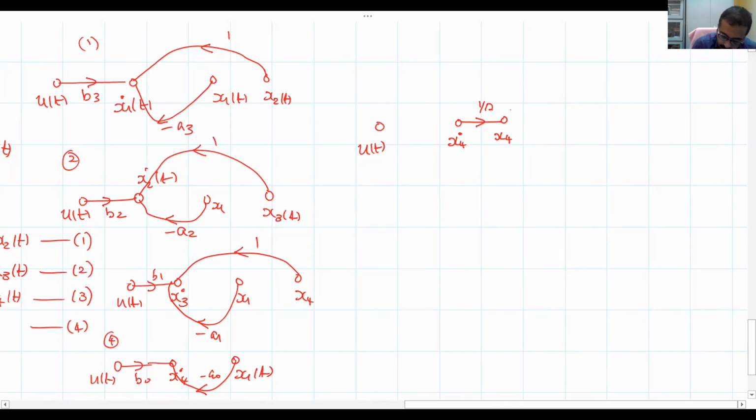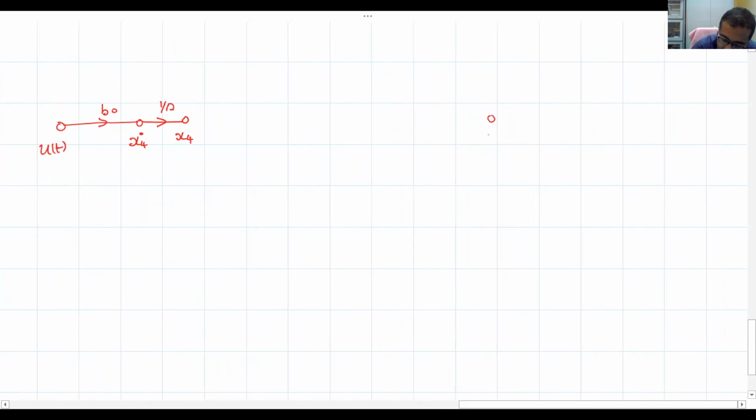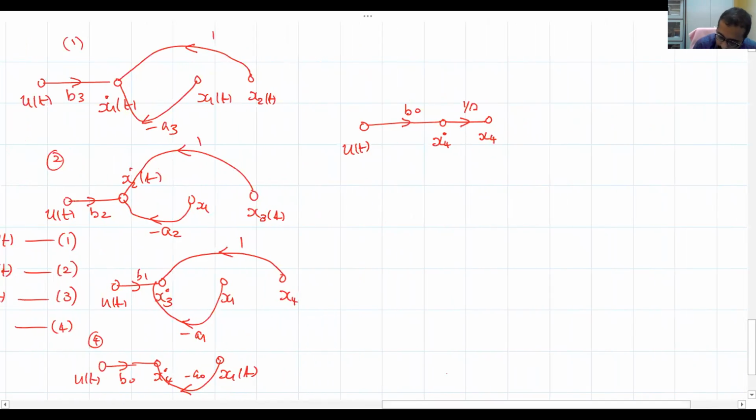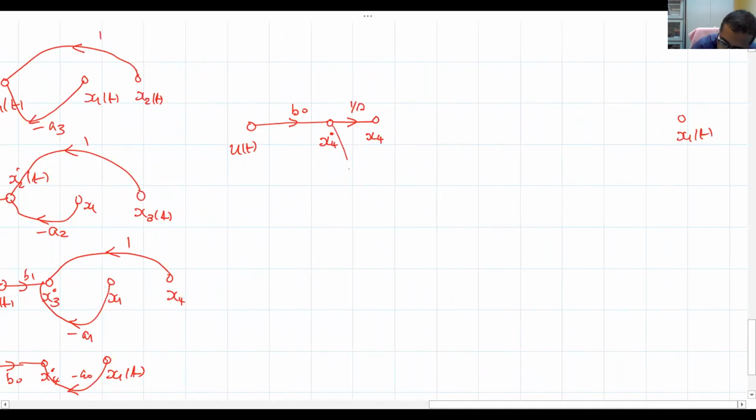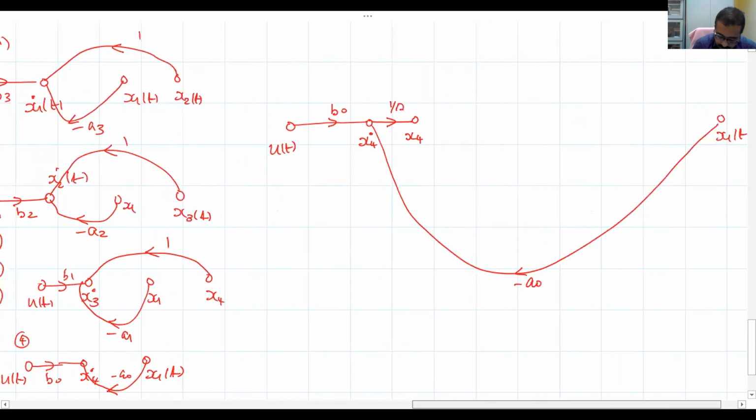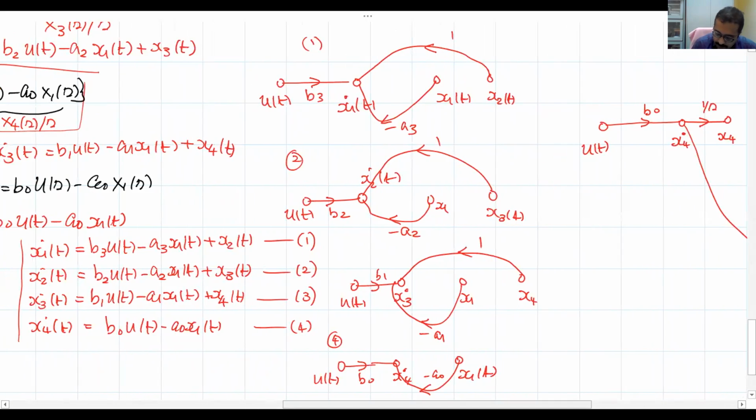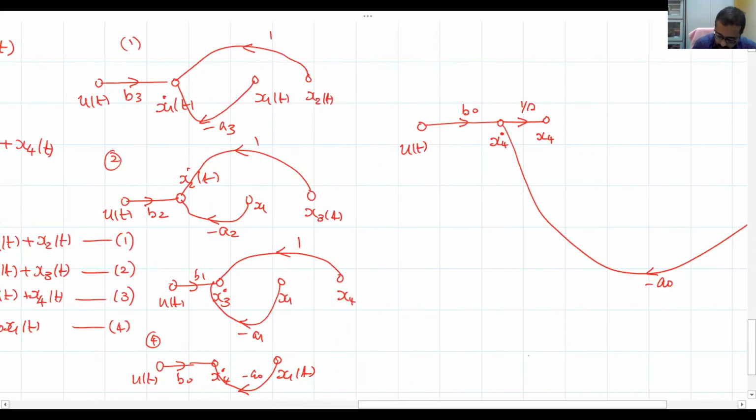Now what is x4 dot? x4 dot is b naught u of t, and from x1 there should be a branch. This is my x1 of t, at a gain of minus a naught. We are satisfied with the fourth equation, right? x4 dot is b naught u of t minus a naught x1 of t.